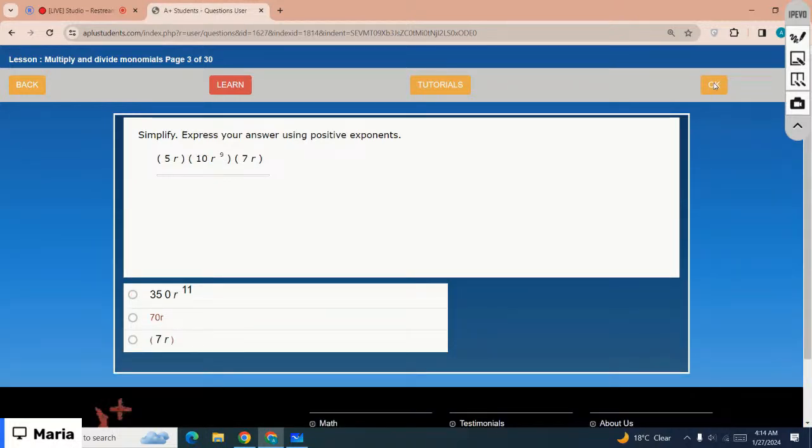Okay, the next one is simplify. So, which is the correct option? Yes, that is 350r11, option number 1 is the correct option. Very good.